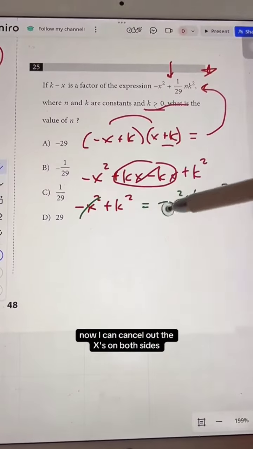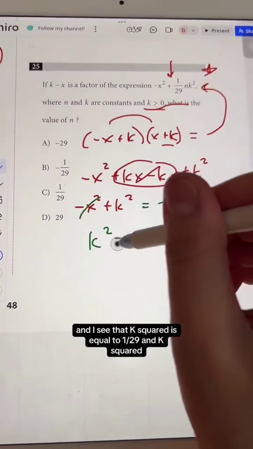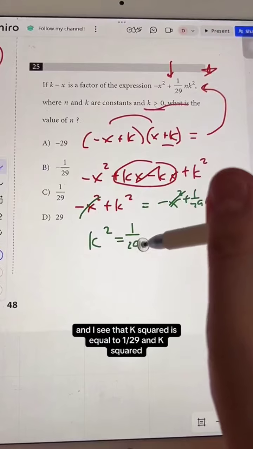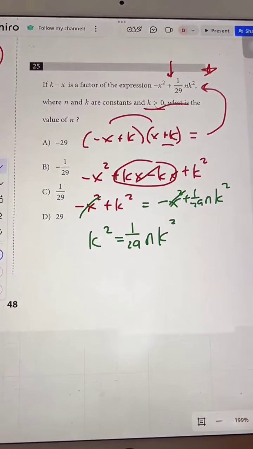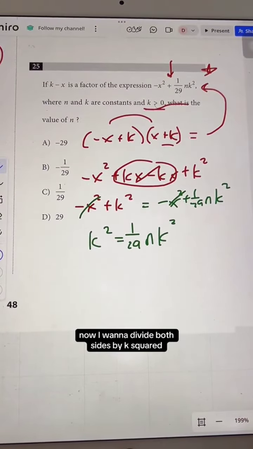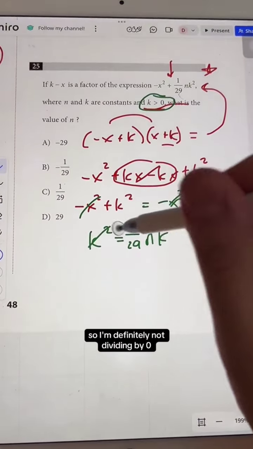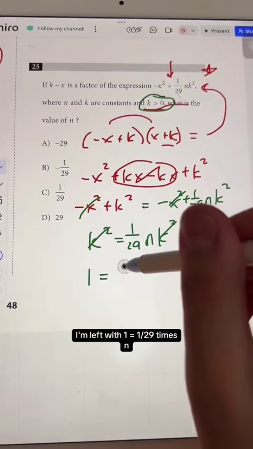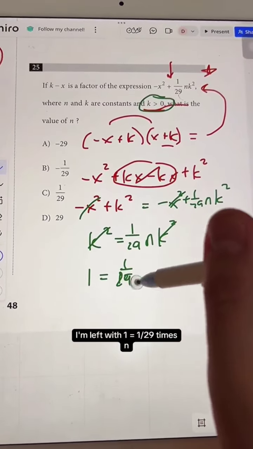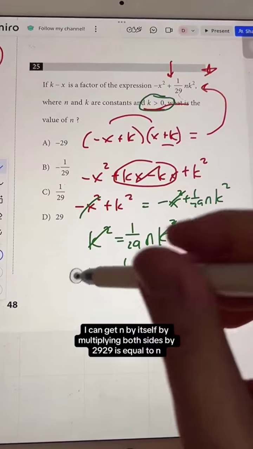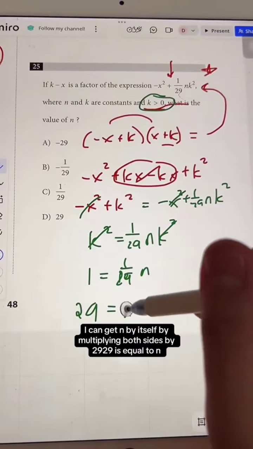Now I can cancel out the x's on both sides, and I see that k squared is equal to 1/29th nk squared. Now, I want to divide both sides by k squared. I'm allowed to do that because I was told that k is greater than 0, so I'm definitely not dividing by 0. I'm left with 1 equals 1/29th times n. I can get n by itself by multiplying both sides by 29. 29 is equal to n.